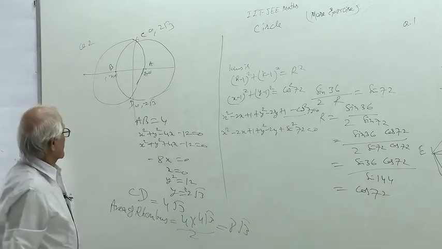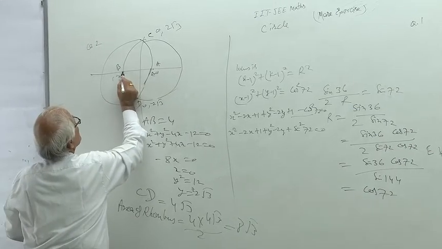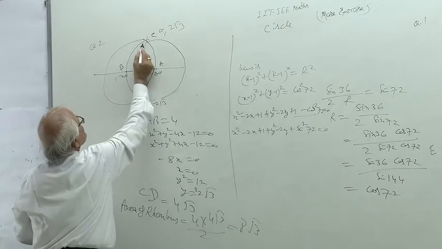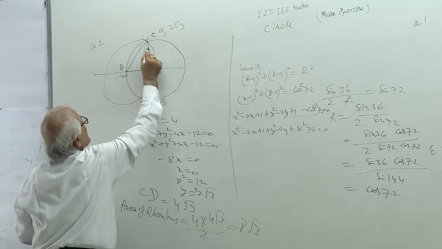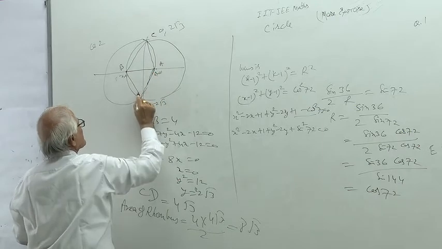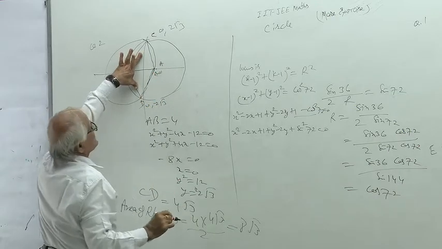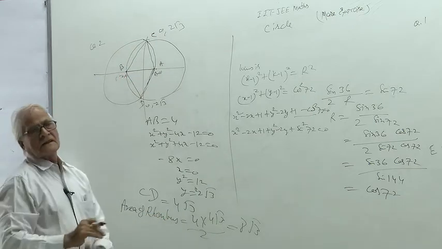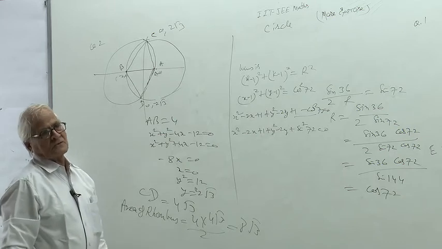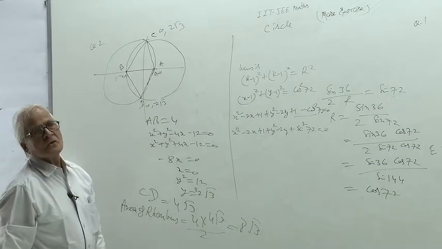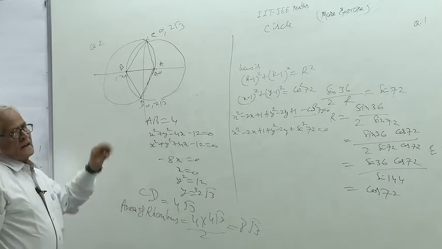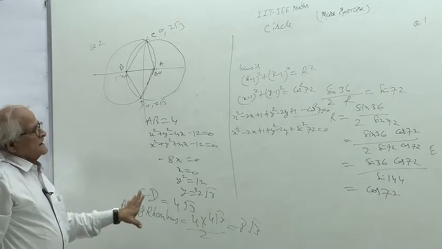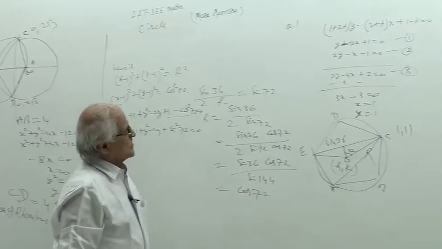The area will be this. These 2 points lie on the rhombus, and these also lie on the rhombus. The rhombus is this, whose one diagonal CD is 4 root 3 and other diagonal AB is 4. The area is 4 into 4 root 3 by 2, which means 8 root 3. This is the area of the rhombus between the two circles. Is this clear? Now we solve question number 3.